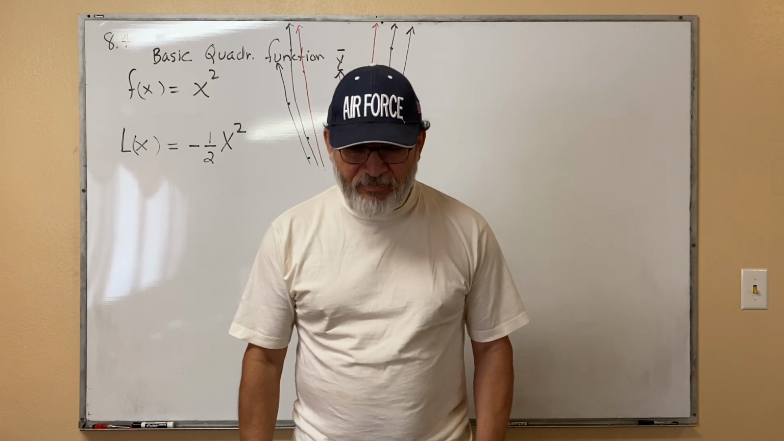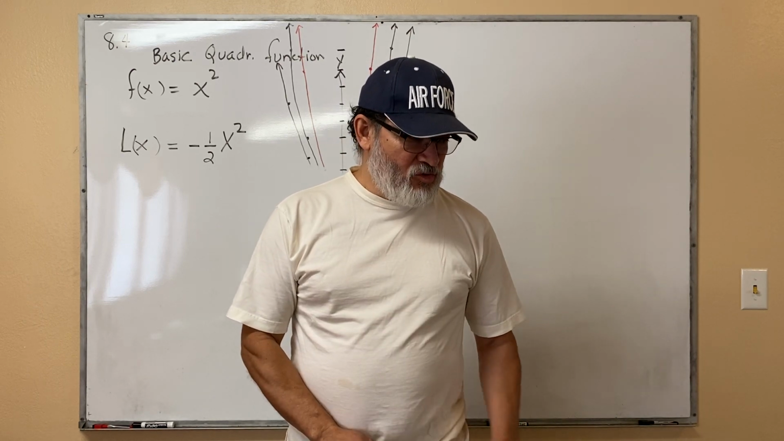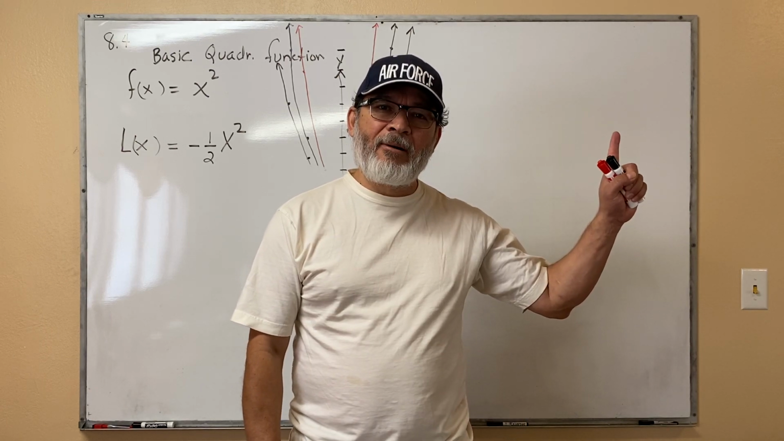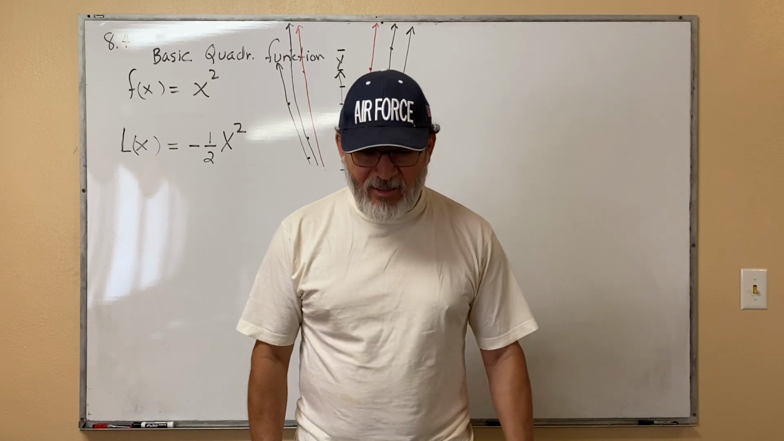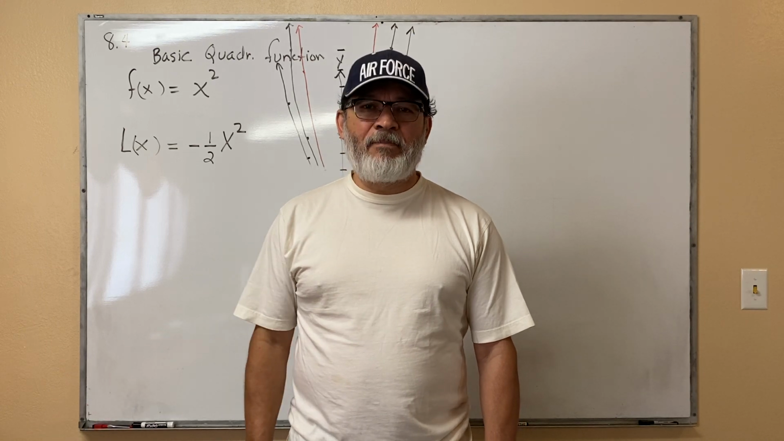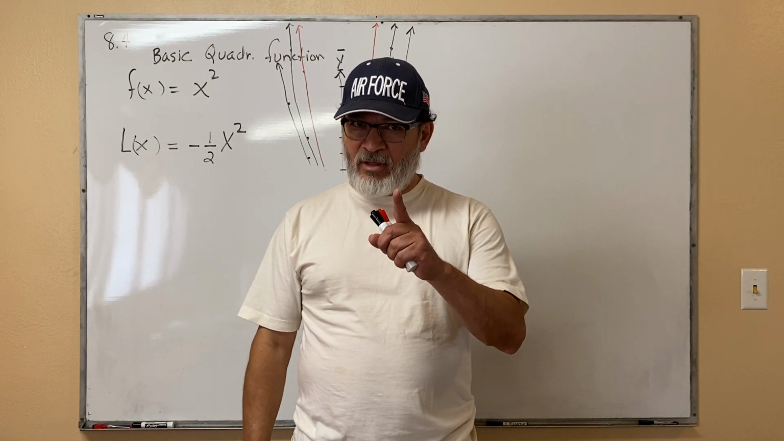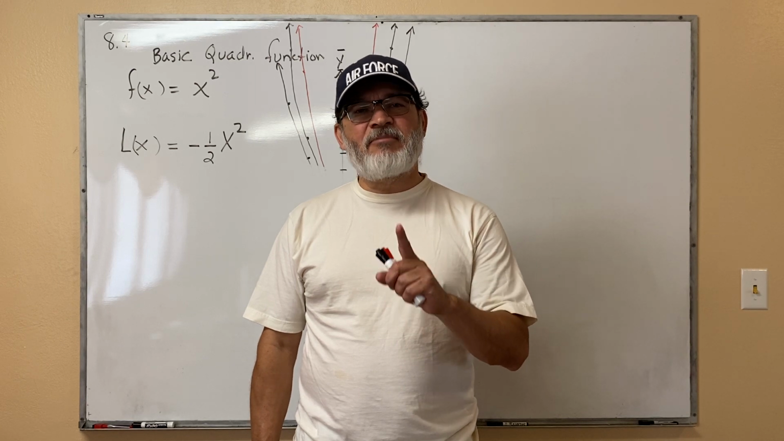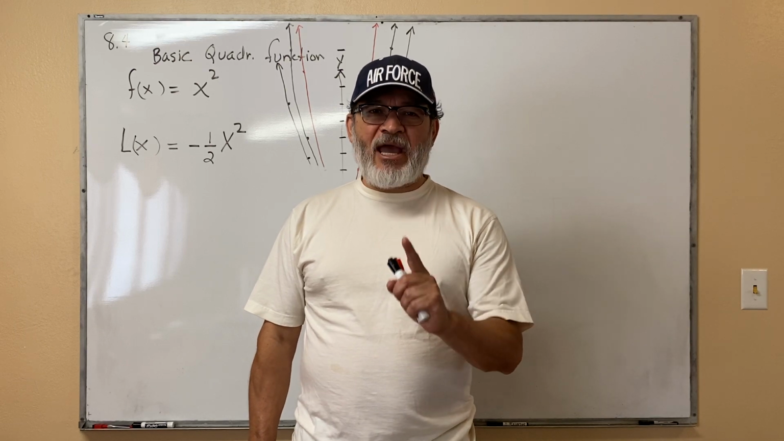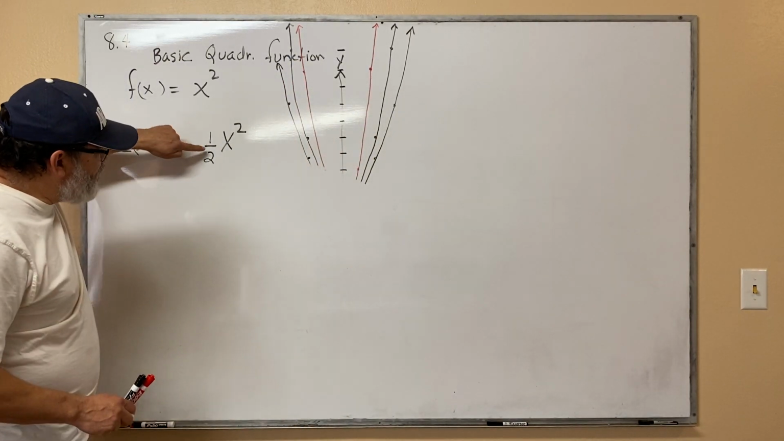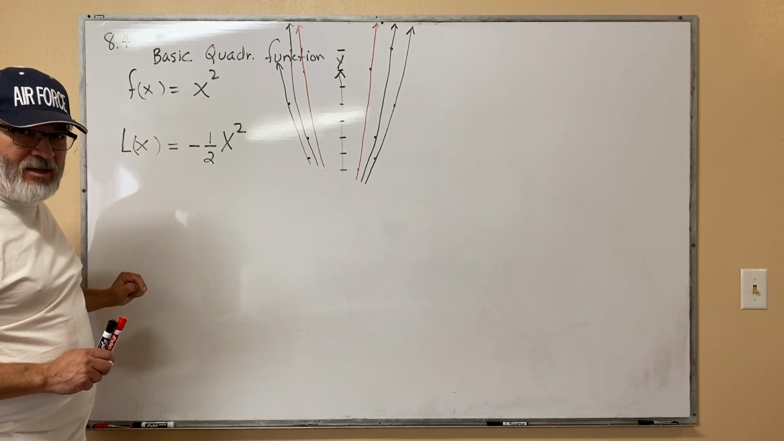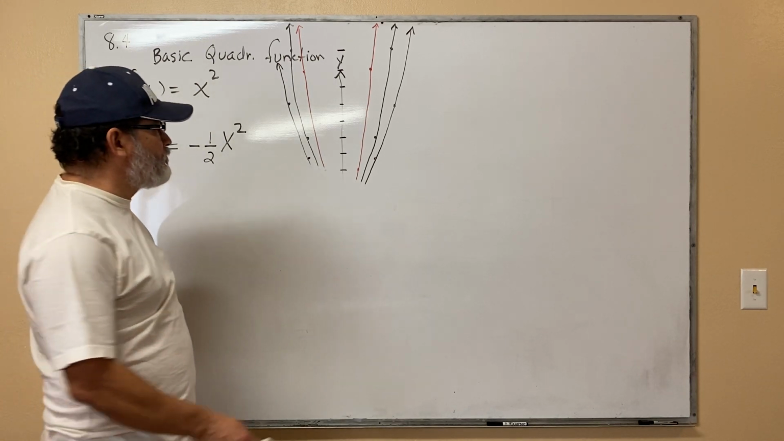Go to the vertex again. Twice to your right, how many up? 4. From the vertex, twice to your left, how many up? 4. Don't forget, that's the behavior of the basic parabola. Once you understand that behavior, then you understand what this coefficient is doing to the basic parabola. Okay? All right, very good.